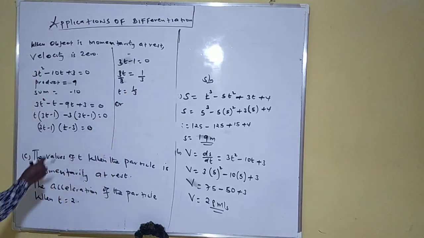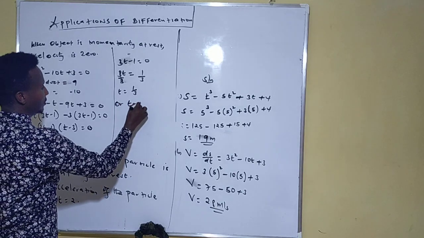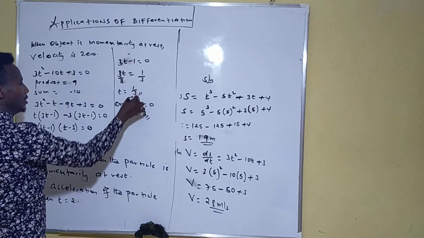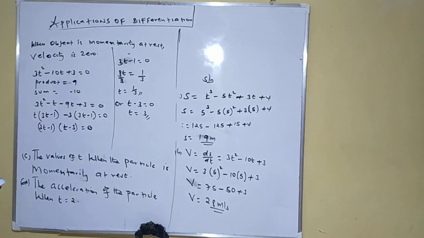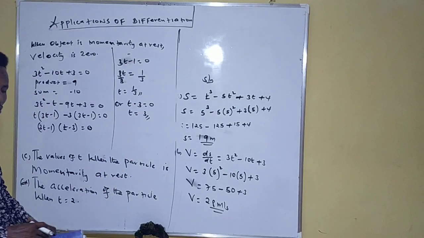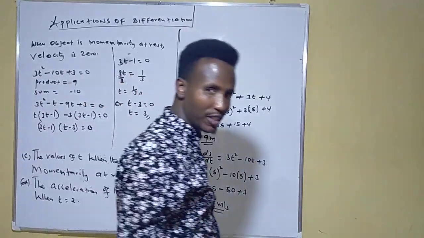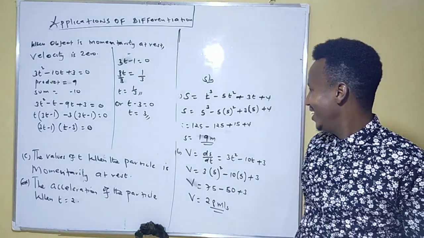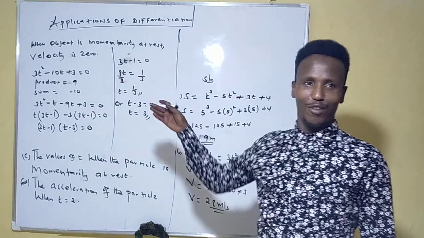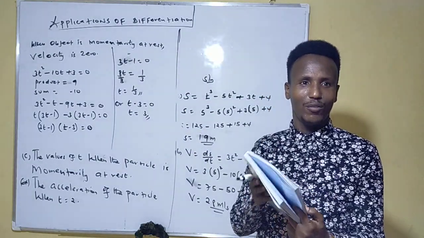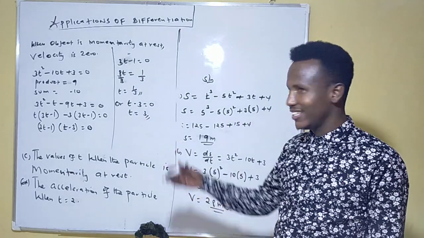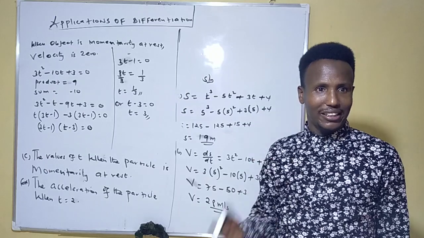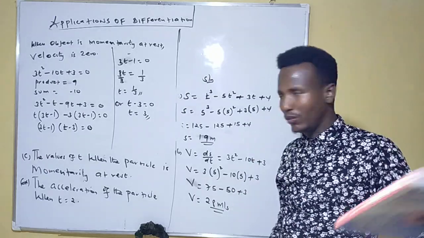Or again, t minus 3 is equal to 0. So t is equal to 3. These are the two possible values when velocity is 0, or when the particle is momentarily at rest. Very easy. My brothers and sisters, make sure you solve questions in this book. I'll send you an assignment, don't worry. The moment they tell you that the particle is momentarily at rest, that means velocity is 0. Get the respective value of t.